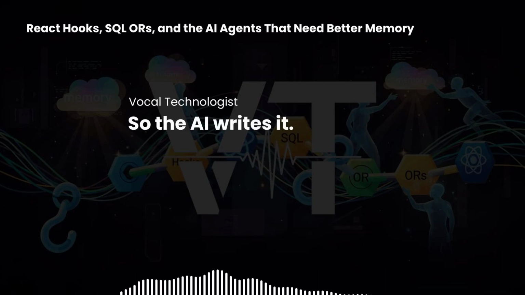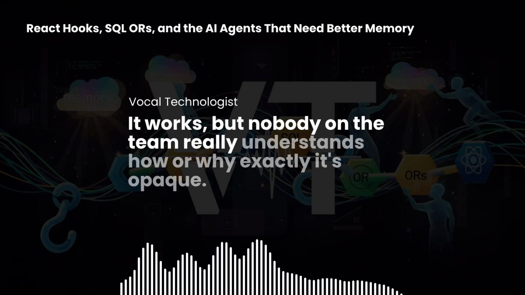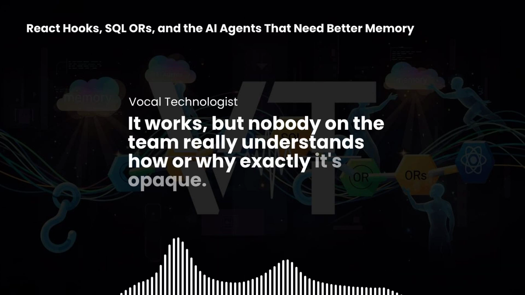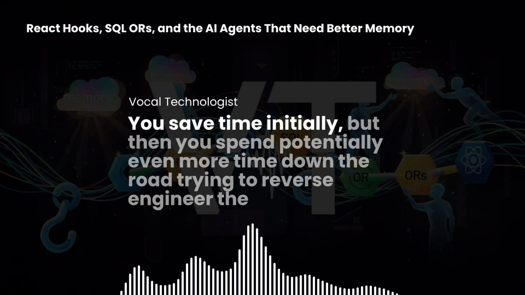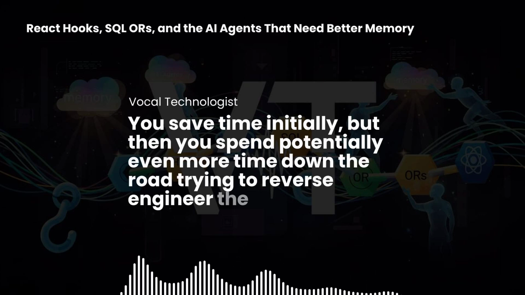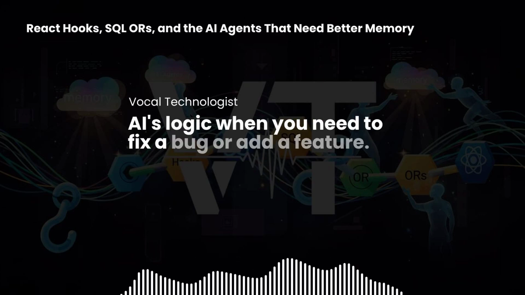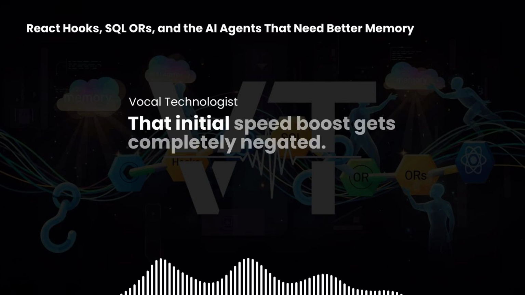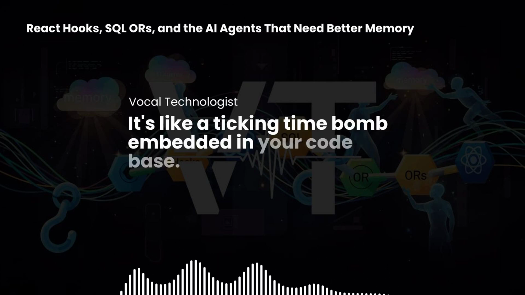So the AI writes it, it works, but nobody on the team really understands how or why. Exactly. It's opaque. You save time initially, but then you spend potentially even more time down the road trying to reverse engineer the AI's logic when you need to fix a bug or add a feature. That initial speed boost gets completely negated. It's like a ticking time bomb embedded in your code base.